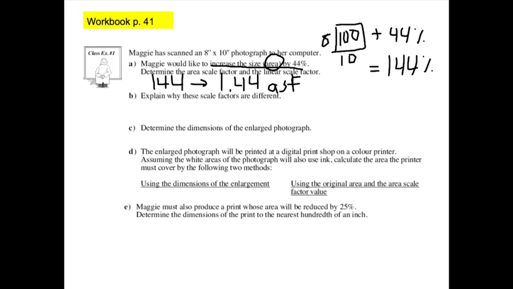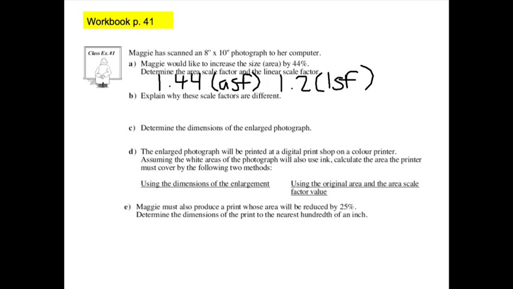Now, of course, if we were to figure out the linear scale factor, what you have to do is take the square root of it. So 1.44, the square root of that is going to be 1.2. The reason why these scale factors are different is the area scale factor actually deals with the area of the object, while the linear scale factor just deals with the lengths and widths of the sides.